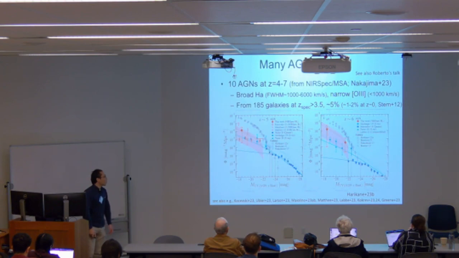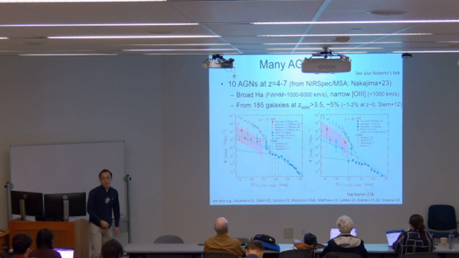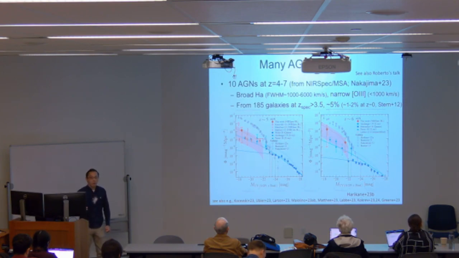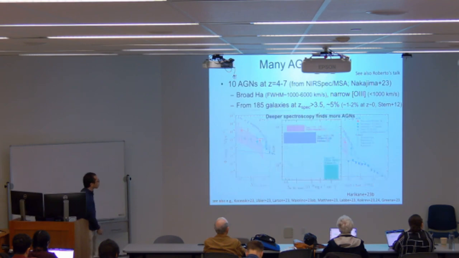Then if we calculate the number density, these two panels show the UV luminosity function at redshift 5 and 6, and this red diamond shows the number density of our JWST-detected broad-line AGNs. And this blue curve is the extrapolation of the quasar luminosity function. As you can see, the number density is significantly higher than the extrapolation of the quasar luminosity function. So we are now finding many more AGNs than we previously thought before JWST.